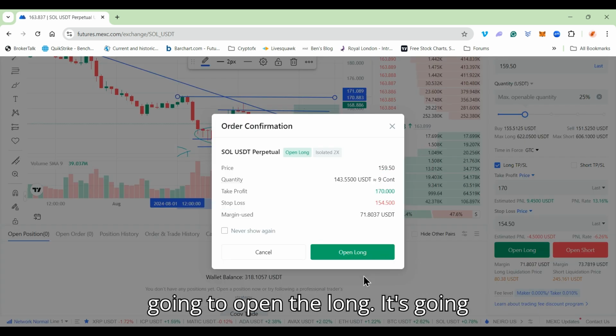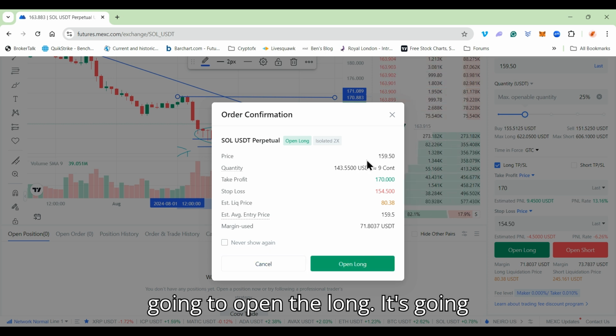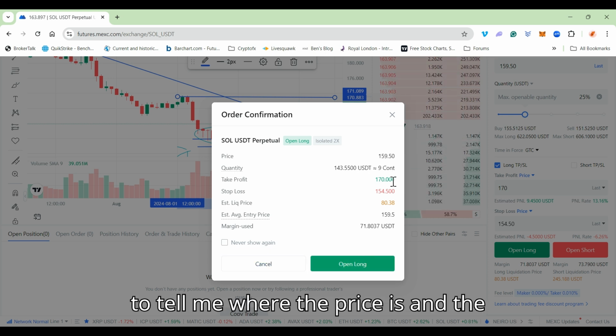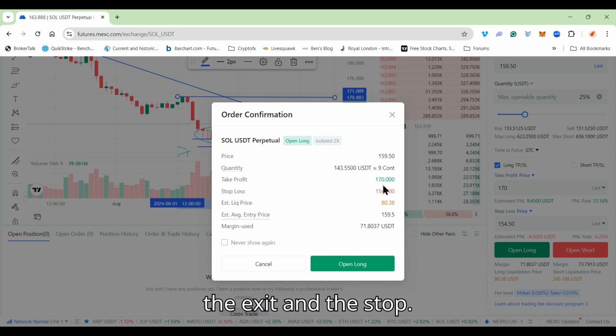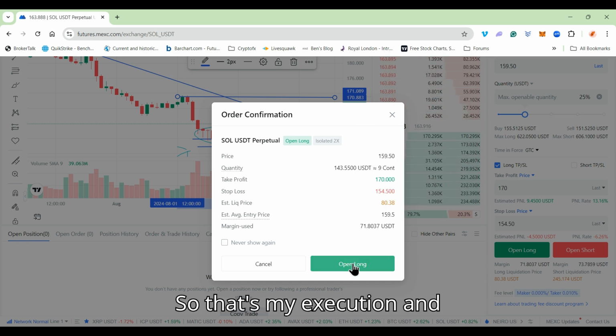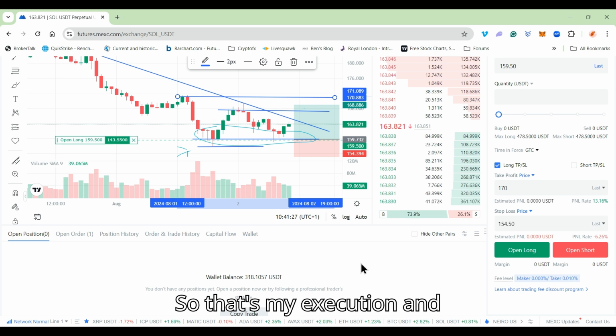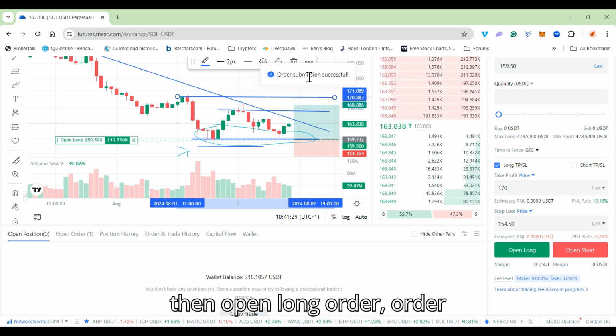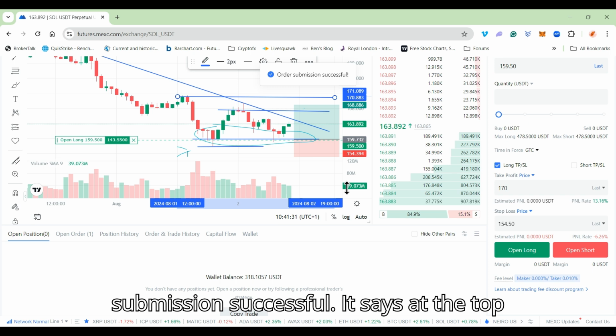Okay, so I'm going to open the long. It's going to tell me where the price is and the exit and the stop. So that's my execution. And then open long, order submission successful, it says at the top.